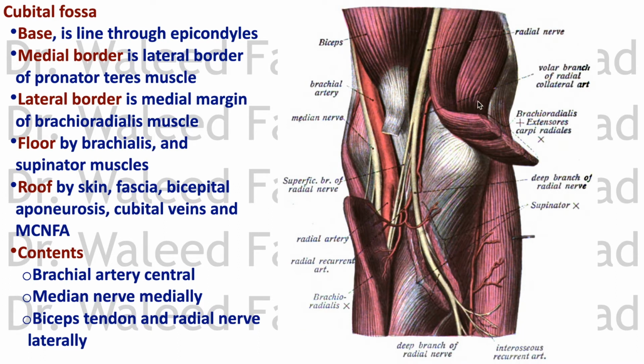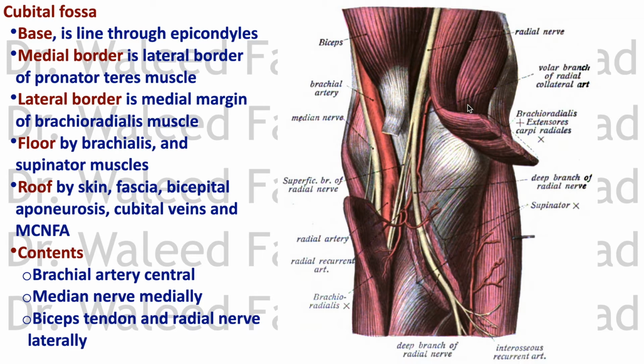And the medial border is the lateral border of the pronator teres muscle. So the pronator teres is not included in the contents of the cubital fossa, because the medial border is the lateral border of the pronator teres. The lateral border is the medial margin of the brachioradialis muscle. The floor is formed by the supinator muscle laterally and the brachialis muscle medially.